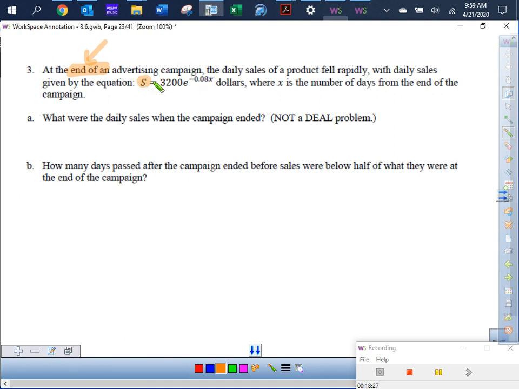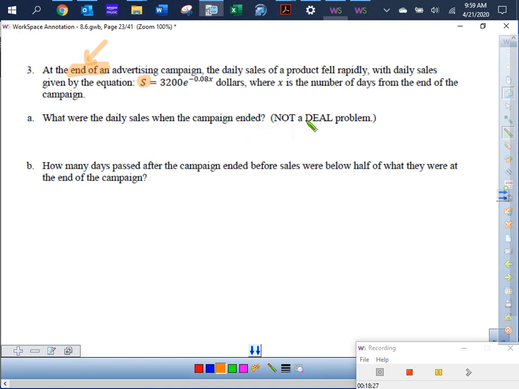At the end of an advertising campaign, here's what the equation looks like for sales. And it's not an iPhone, I'll just use that for an example. But notice this is a decay because the exponent is negative. You got a base bigger than 1, e is like 2 point something, and the exponent is negative, so this is a decay situation.